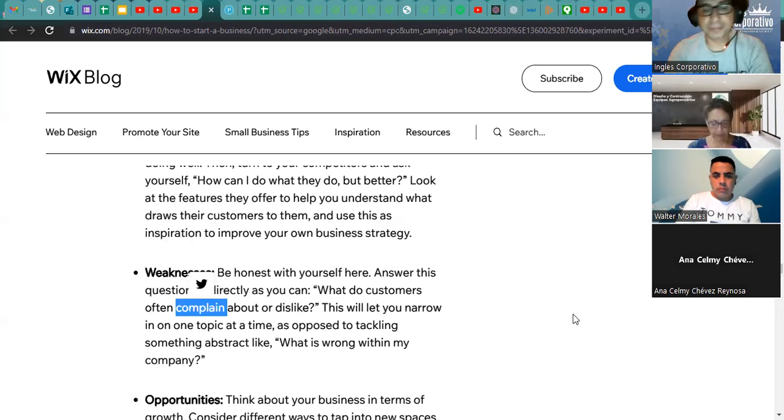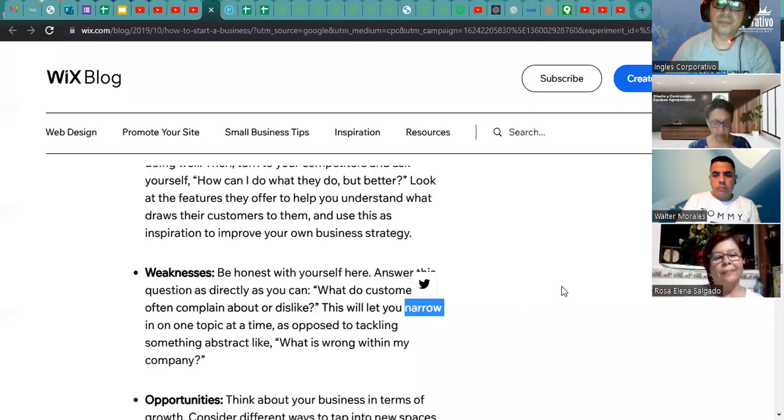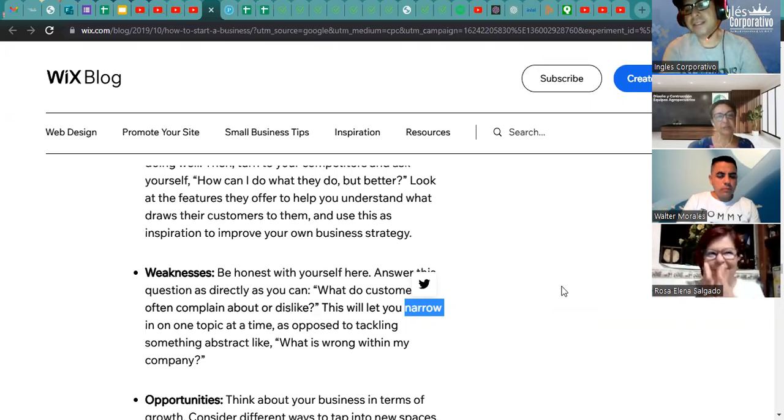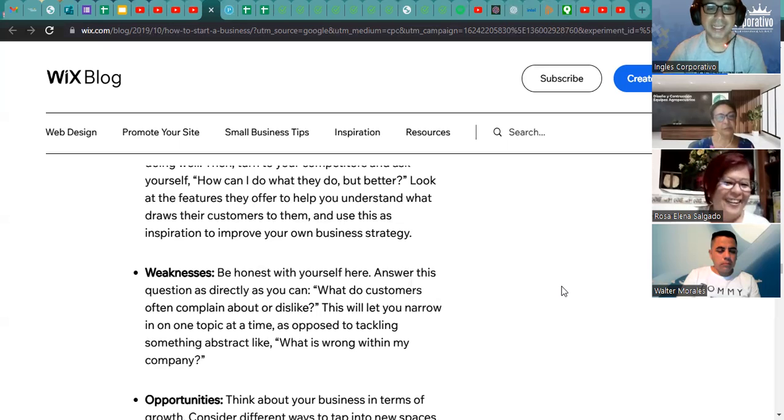What is complain? You express the things that you don't like. Very good. When you don't like something and you express that feeling, right? Good. Let's see. What is to narrow? Narrow is narrow. Okay. So, yeah, when you go from big to small, right? When you go from general to specific. Exactly. Very good. Nice.